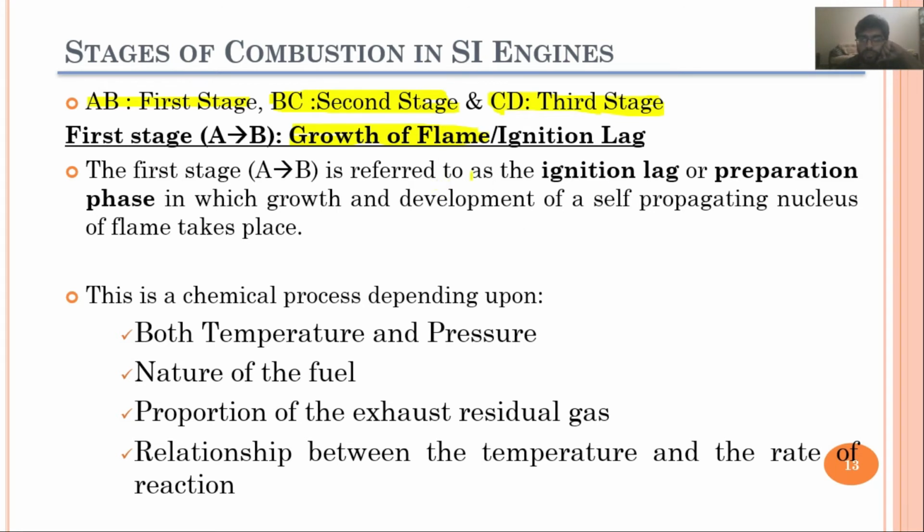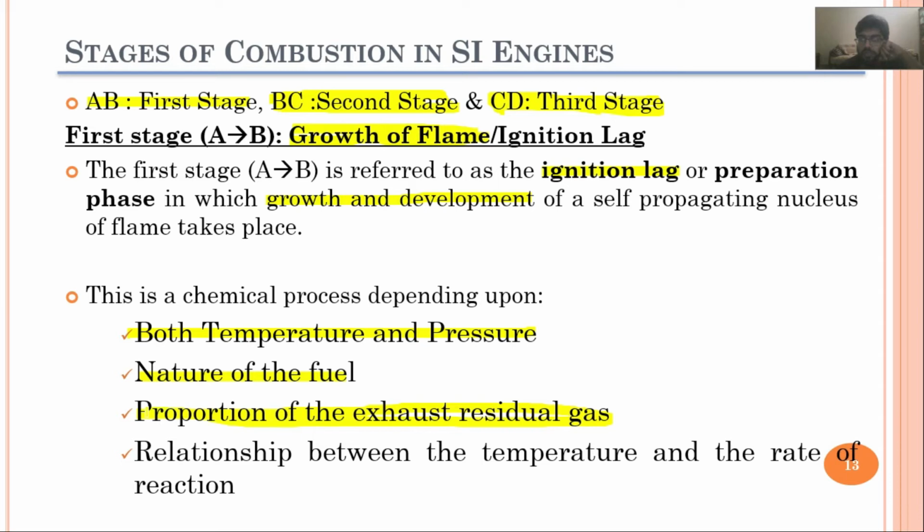The first stage, A to B, is referred to as the ignition lag or preparation phase, because in this phase the growth and development of the flame is achieved, and then in the second stage this flame will propagate throughout the combustion chamber. This is a chemical process and depends upon the following factors: the temperature and pressure, the nature of the fuel, and the proportion of the exhaust residual gases.